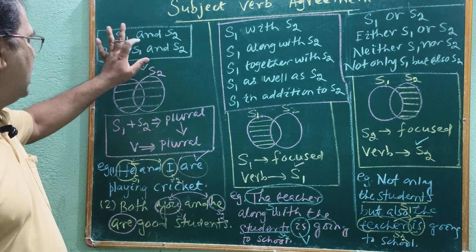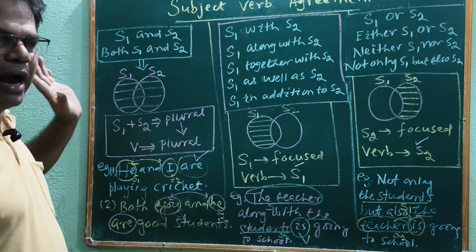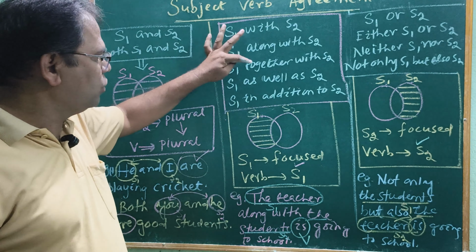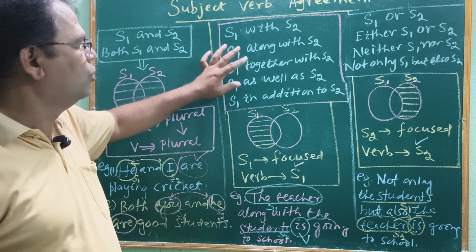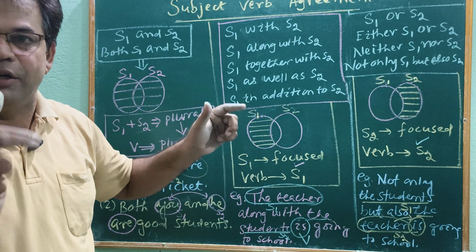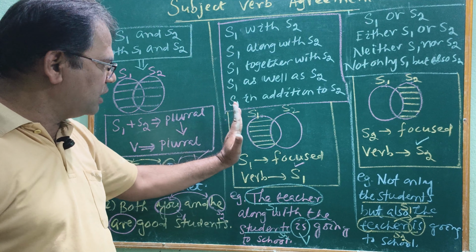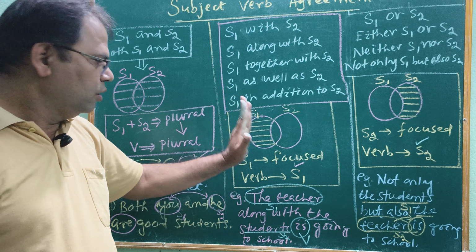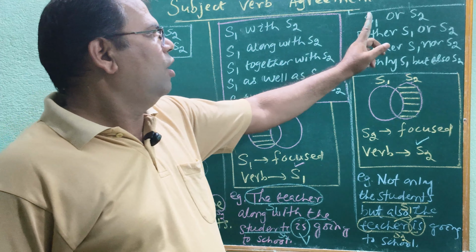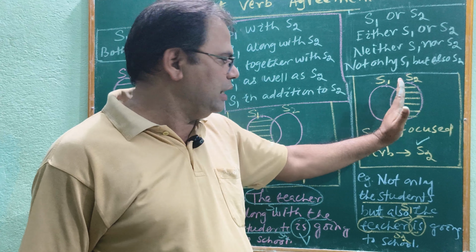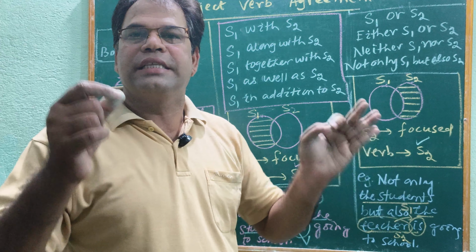In case of and, both subjects are emphatic, so the verb must be plural. In case of with, along with, together with, as well as, in addition to, keep it in mind, the first subject is emphatic, so the verb must follow the first subject. And in case of or, either or, neither nor, not only but also, the second subject is emphatic, so the verb must follow the second subject.